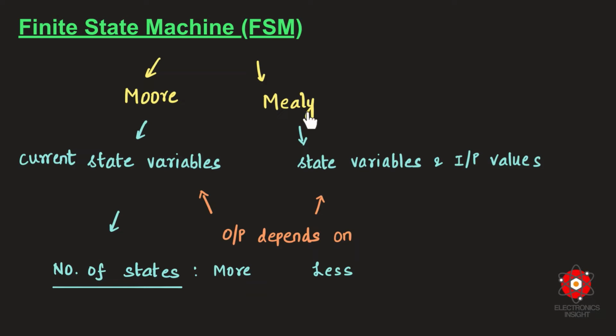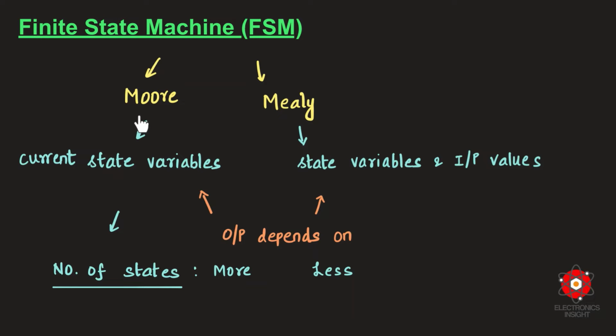One is Moore and the other is Mealy. In a Moore machine, the FSM determines the output of the state machine based on the current state variables alone. Whereas in a Mealy finite state machine, the output can depend on the current state variables and on the input values. The number of states in a Moore machine will be more than in a Mealy machine. Output in the Moore machine is placed on the states, whereas in the Mealy machine the output is placed on the transition. And a Mealy machine is a bit more difficult to design than a Moore machine.